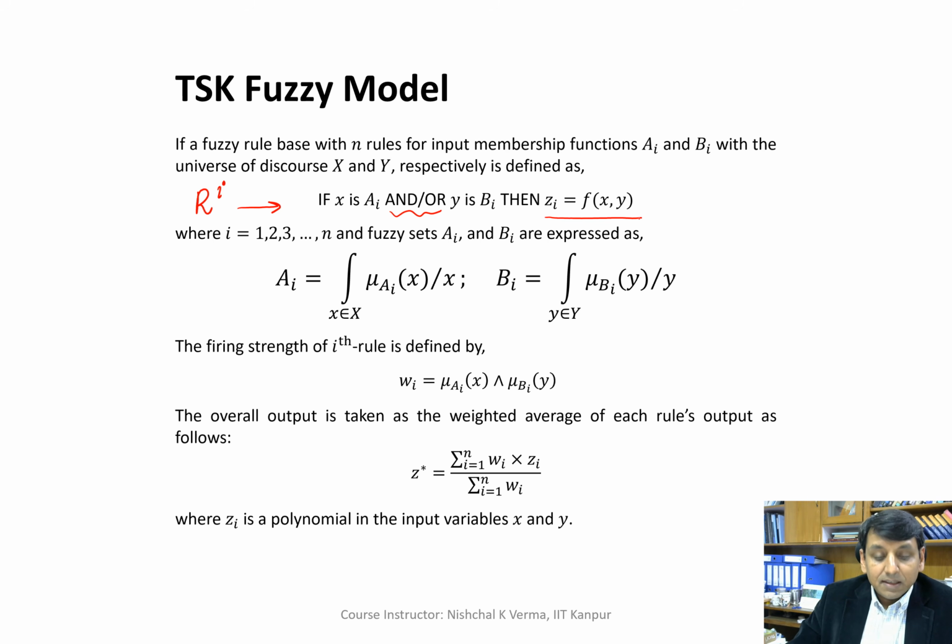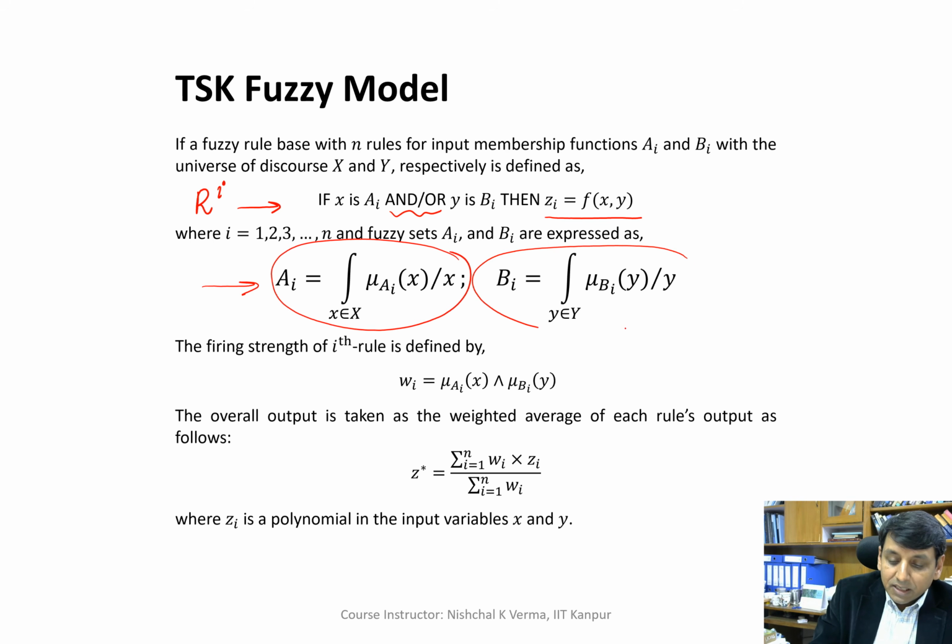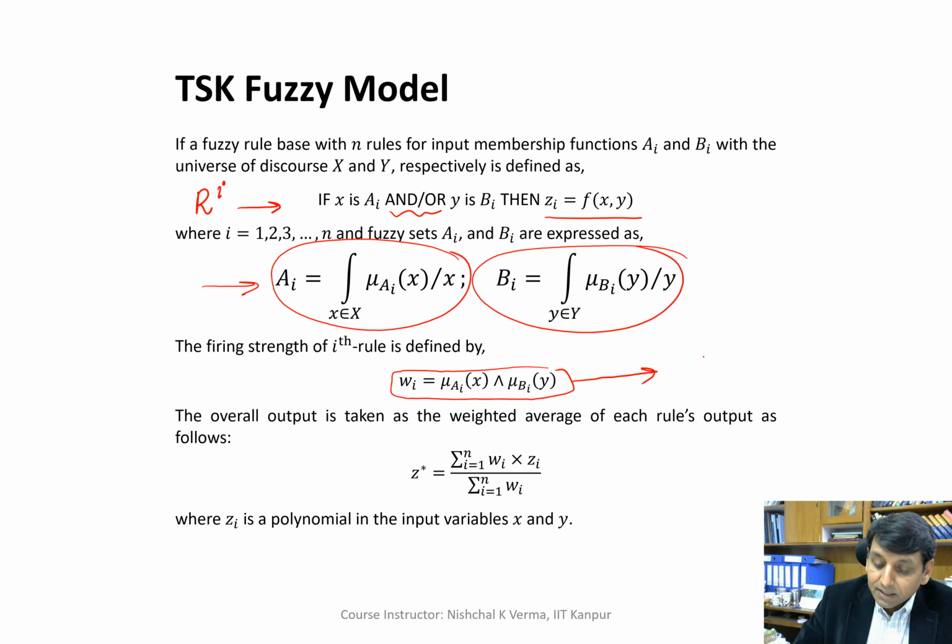So here we may have a TSK fuzzy model which can have small n number of fuzzy rules. If this is the case, then for Ai to be a fuzzy set here, and Bi again to be a fuzzy set, continuous fuzzy sets, for certain input x and y, we can have the Wi, which is nothing but the firing strength of the particular ith rule.